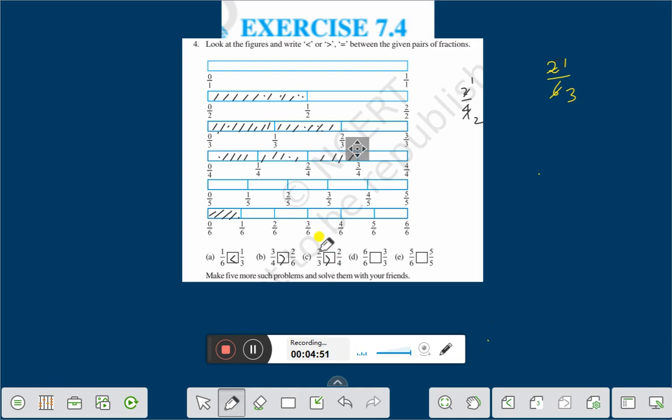In another way, you can say that if the numerator is the same, the fraction with the smaller denominator will be greater than the other fraction, right? Now next question D. 6 by 6 and 3 by 3. What is the value of 6 by 6? If I find the value of 6 by 6, what will you find?